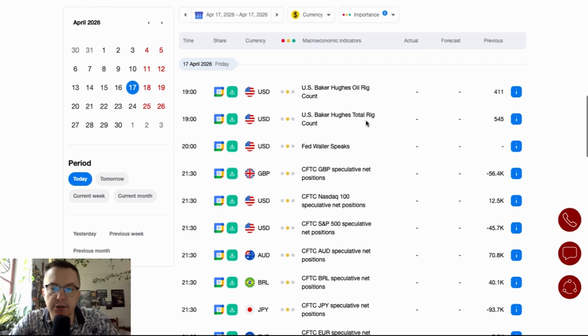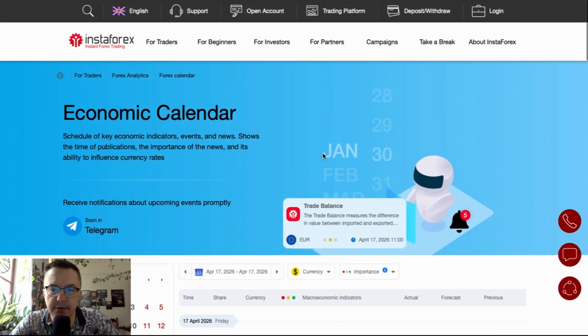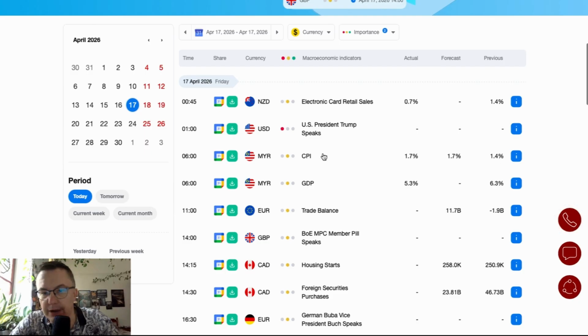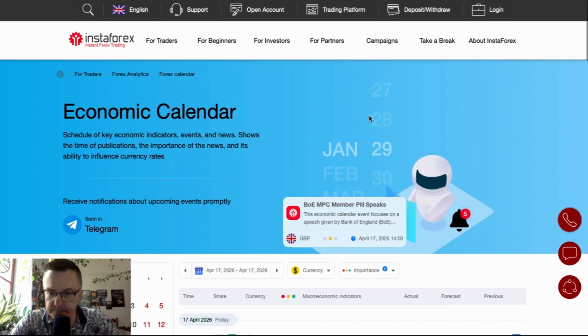US Baker Hughes oil rig count and total rig count data are scheduled for release at 7 o'clock, and 1 hour later at 8 o'clock, Fed's Waller will give a speech as well. So that's about it. Not too many events whatsoever. Not even one high impact event. So without any further ado, let's switch to the charts.